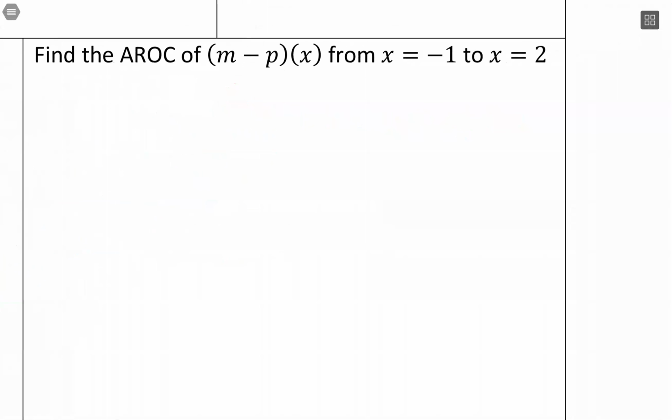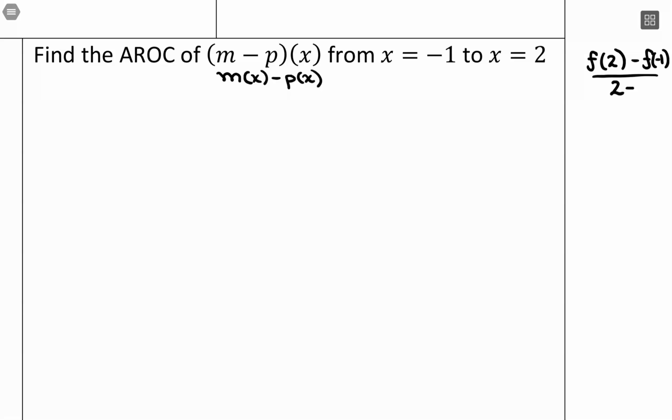All right, average rate of change. This is going to be a big one. So we're going to look at the average rate of change of this combined function from x equals negative 1 to x equals 2. So what we're going to do is look at the subtraction of the functions. And then remember our average rate of change. So what that would look like with just a standard function would be f of 2 minus f of negative 1 over 2 minus negative 1 is what we would be using.